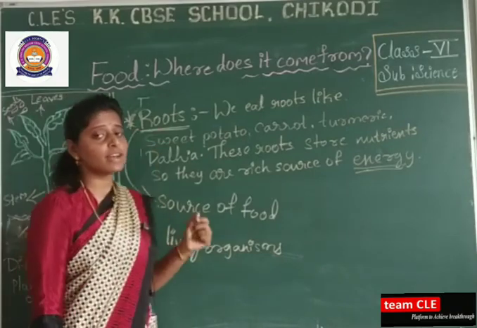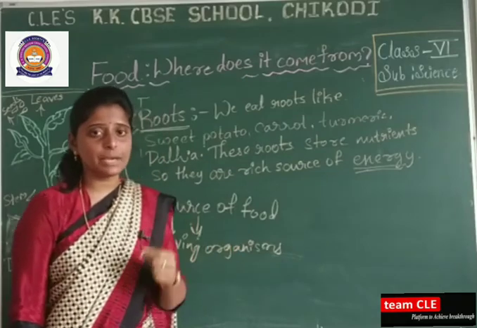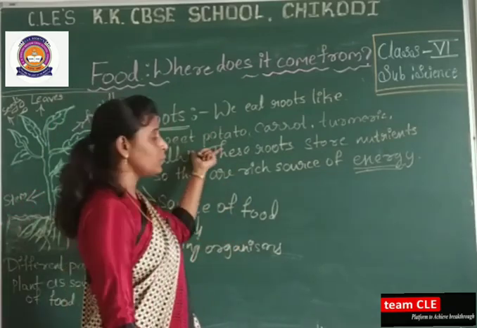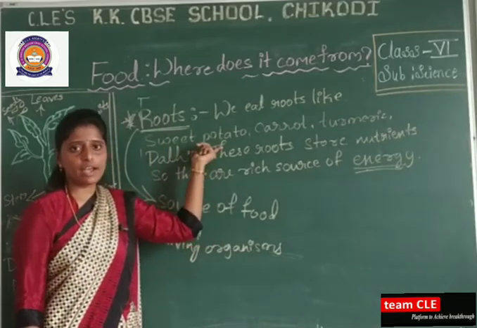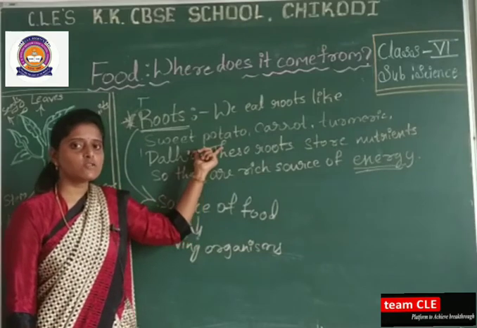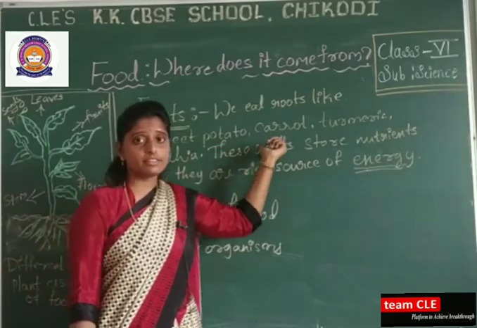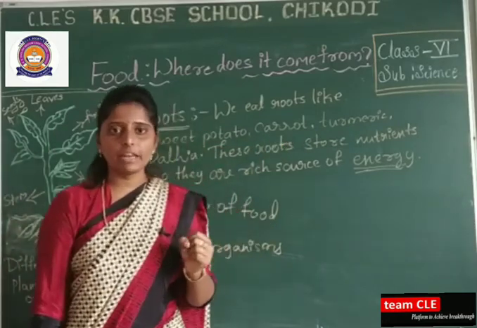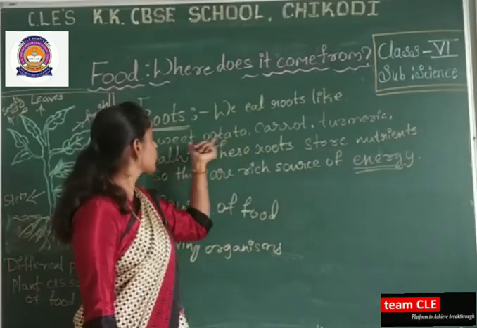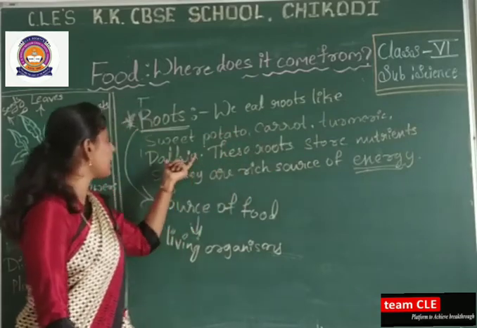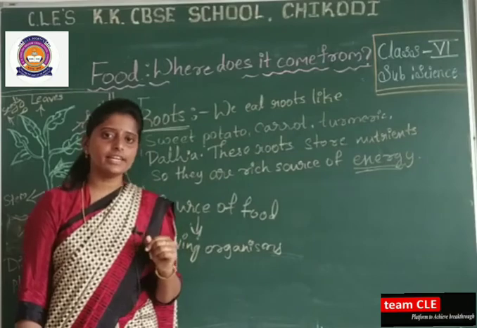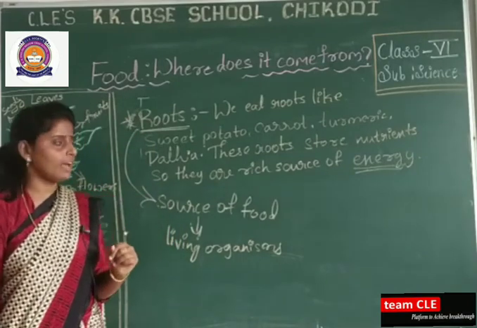So which roots are we consuming? Can you tell me some names of roots? Here are some roots like sweet potato. Can you recall eating sweet potato? Yes, everyone has eaten sweet potato. Carrot, yes, you all like it very much. Carrot halwa, you all are eating. Correct? So carrot, sweet potato, turmeric and dahlia. These are some kinds of roots which we eat in our day-to-day life.